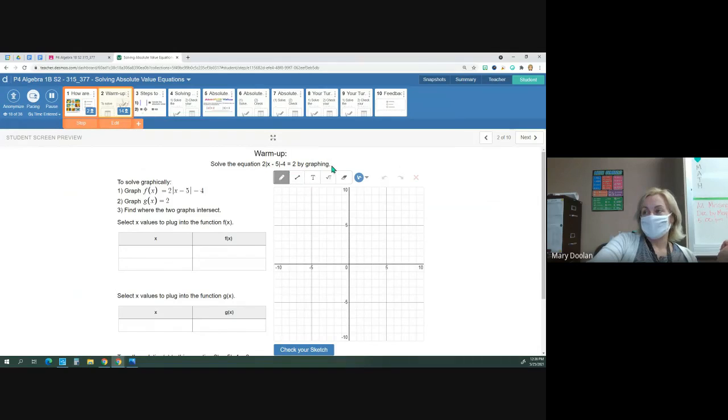So we want to know, when are these two equations equal to each other? To do that by graphing, I would graph f of x as the left-hand side of the equation, and then graph g of x as the right-hand side of the equation, and see where they intersect. That's one way to do this. We didn't do this specifically yesterday, but we did something similar.